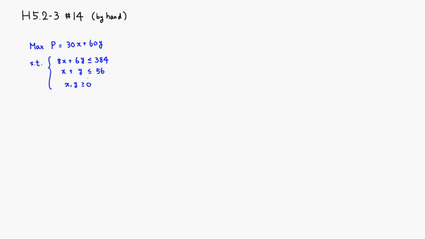So let's solve this problem. We're going to sketch the feasible region. The feasible region is the solution region, same thing, just a fancy word. Here we have the x-axis and the origin. The easy one is the bottom one, so I'll do the second constraint first.